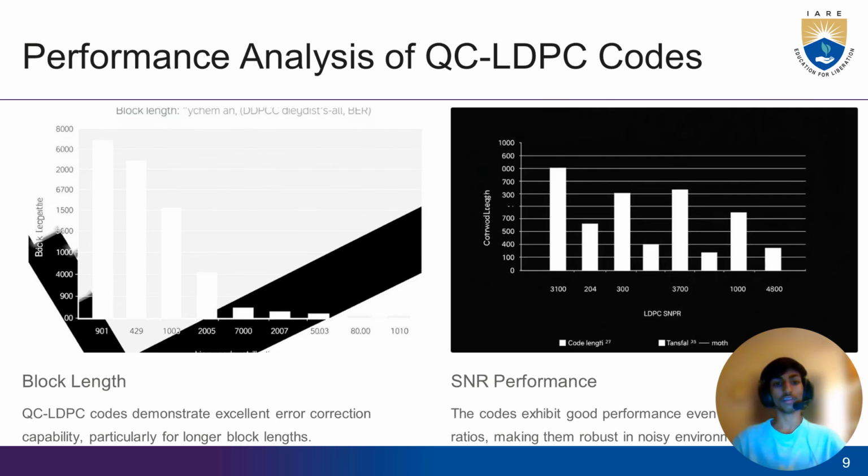And the performance analysis of QC-LDPC codes. There are two types of performance: block length and SNR performance. For block length, QC-LDPC codes demonstrate excellent error correction capability, particularly for long block lengths. In the SNR performance, the code exhibits good performance even at low signal-to-noise ratios, making it robust in noisy environments.